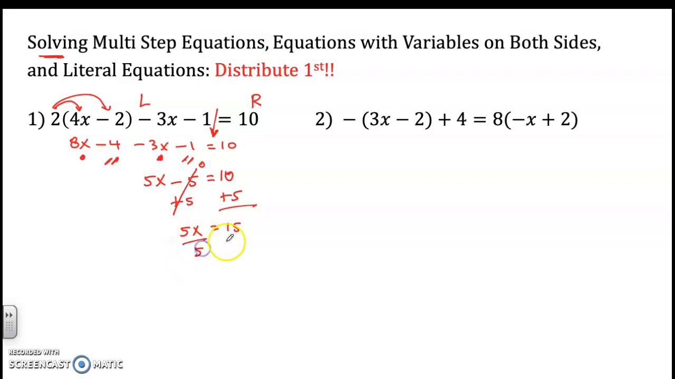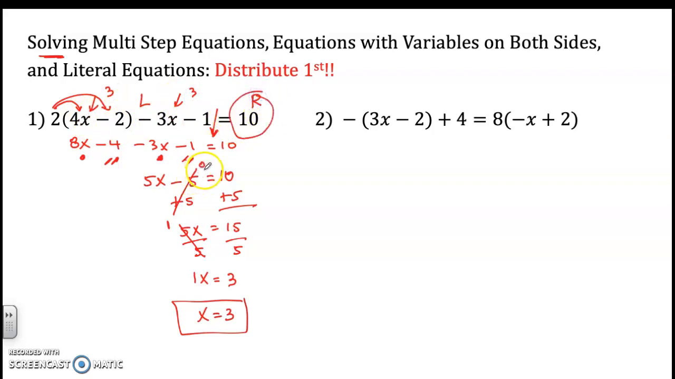Last step, the 5 is multiplying the x. I do the opposite, which is division on both sides. The 5 divided by 5 gives me 1. Don't forget about that. So technically I have 1x here. 15 divided by 5 is 3. Do I need to write the 1? No, I can write x equals 3 and that's the final answer. Remember, if you want to make sure that you're right, go back and plug it in. Instead of the x, plug in a 3 and find out you should get a 10.